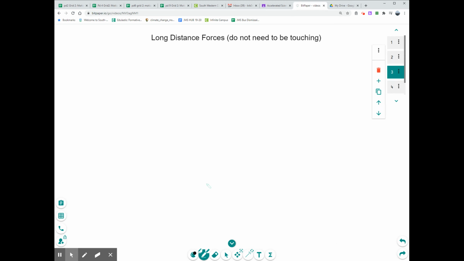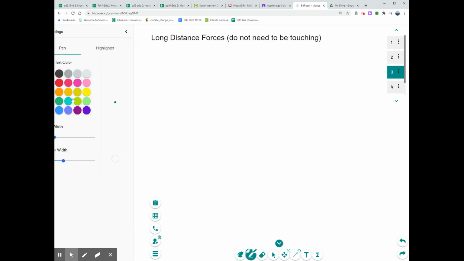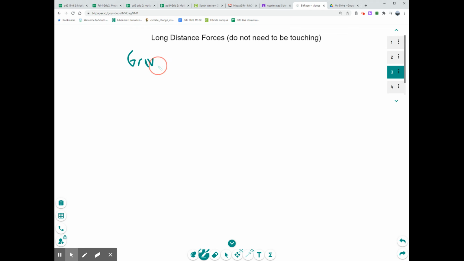Long distance forces. There are three. We're going to talk specifically about one, and it is the force caused by gravity, which is also going to be called weight. Okay, so we're going to abbreviate that as F little g or W. Okay, they're the same thing. The force caused by gravity is equal to your weight.